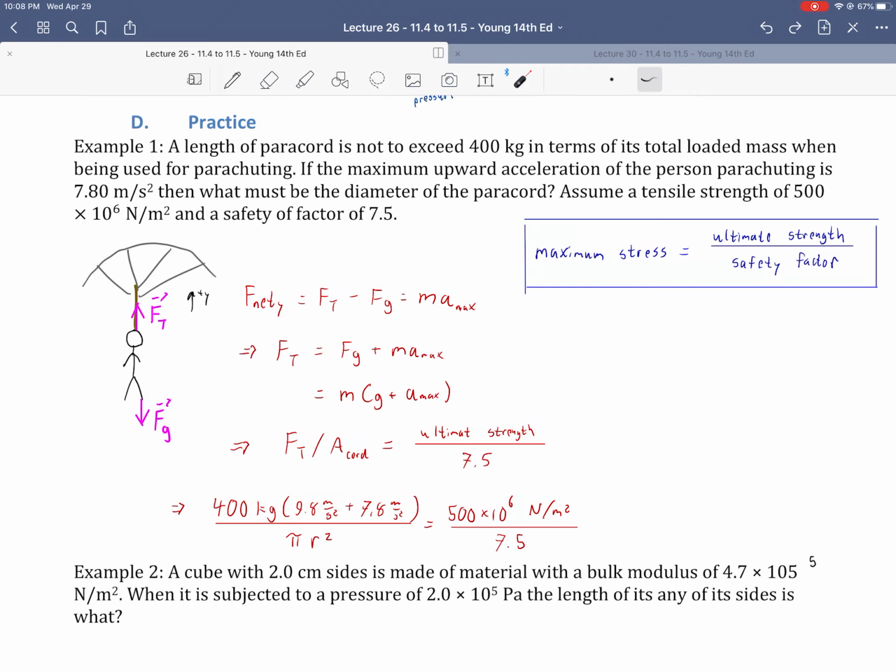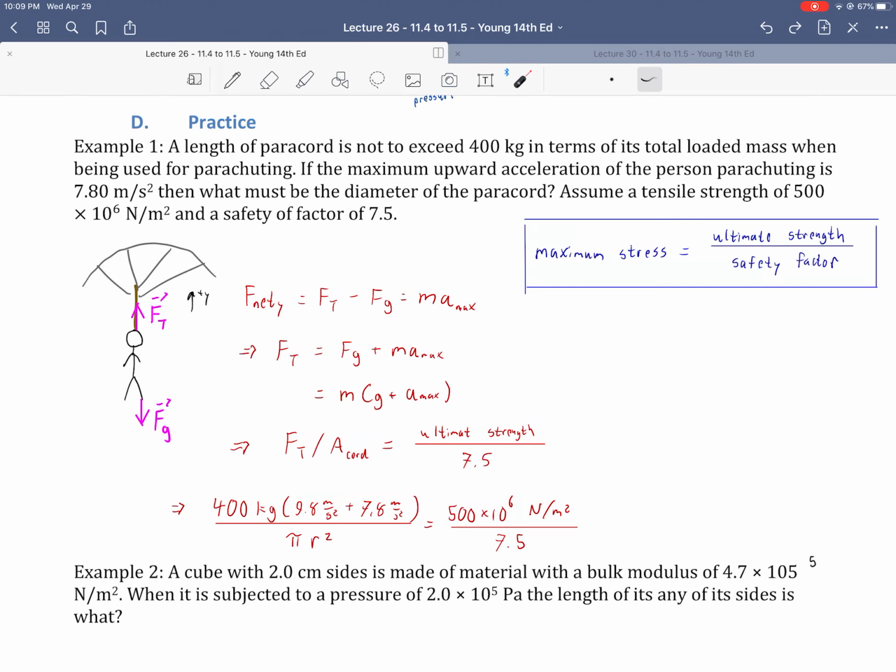Okay, and so now we'll plug in what we know. We know that the tension force is based off of this right here, and that's with the maximum rated upward acceleration, and then the cross-sectional area is going to be pi r squared. We're then going to put in the ultimate strength that we were given of 500 times 10 to the 6. And this would be a different quantity and probably a harder one to look up, because this isn't the Young's modulus of paracord.